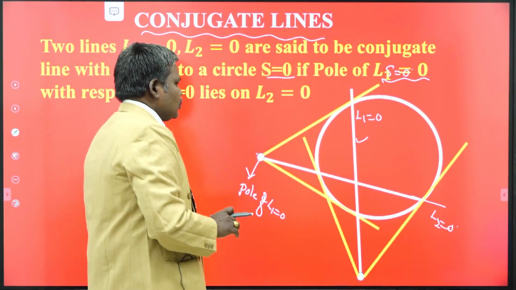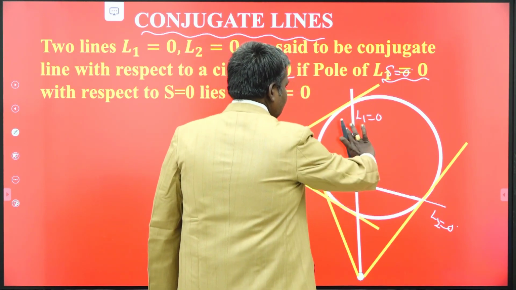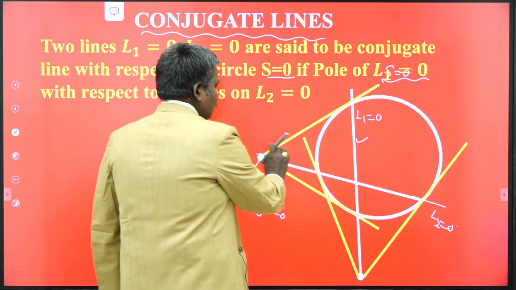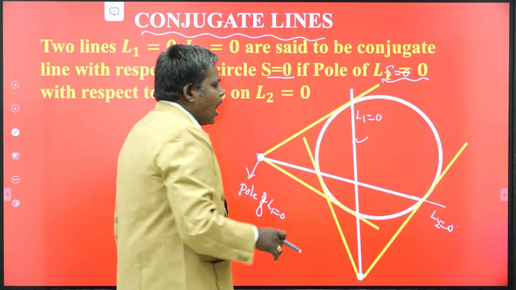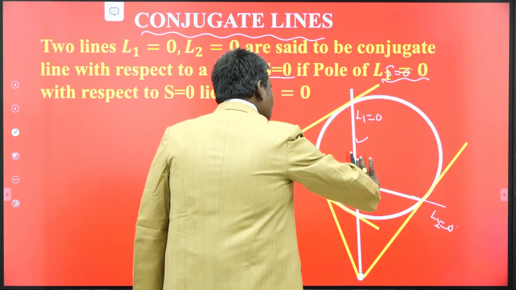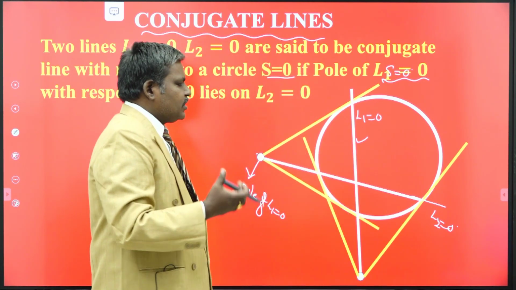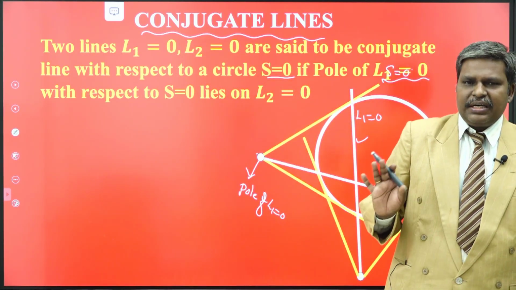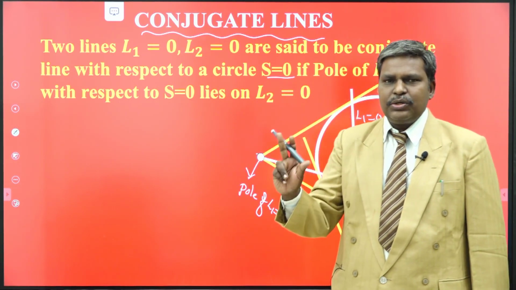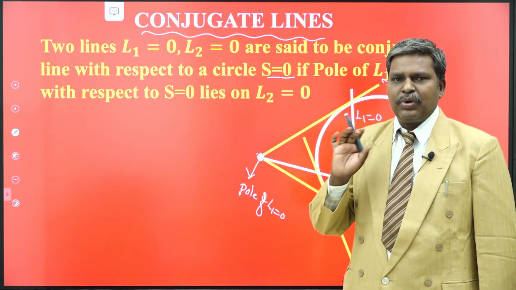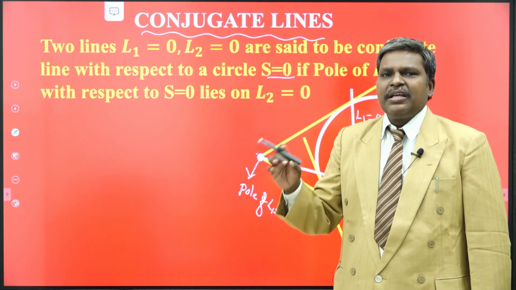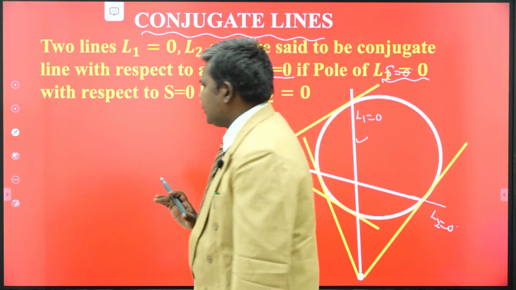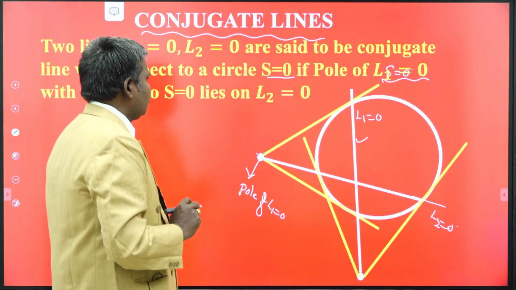That is the definition. Simply we say that two lines L1 equal to 0 and L2 equal to 0 are said to be conjugate lines if the pole of L1 equal to 0 lies on L2 equal to 0, as well as the pole of L2 equal to 0 lies on L1 equal to 0. Then we say that the two lines are conjugate to each other. So, find the pole of one line and substitute it in the second line. If it satisfies, we say that the two lines are conjugate to each other with respect to the circle. Understand?